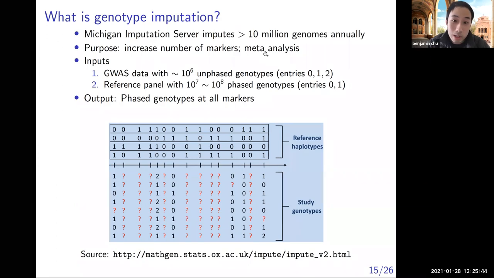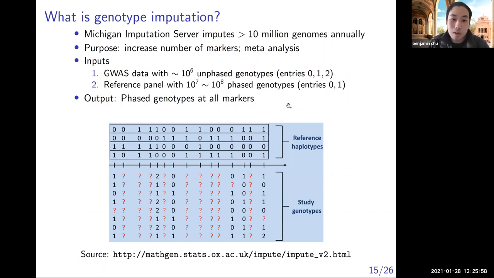It's also used in meta-analysis, where you have 10 independent groups who each did their GWAS, and you want to combine these results into bigger data to increase sample size. How do you do that? If you impute them to the same reference panel, everybody is on the same set of SNPs, and then you can just do the standard GWAS p-value crunching. For these reasons, imputation really is huge today.